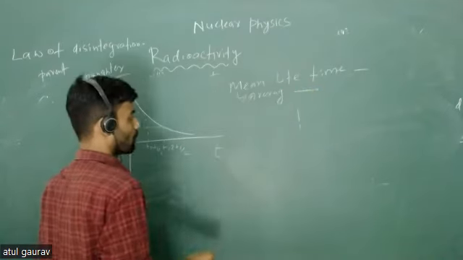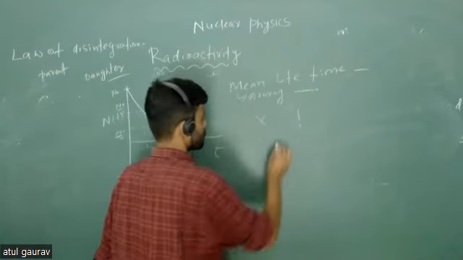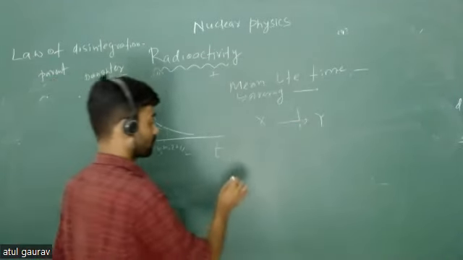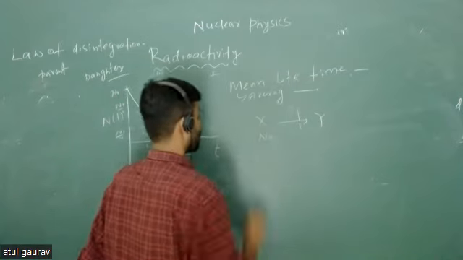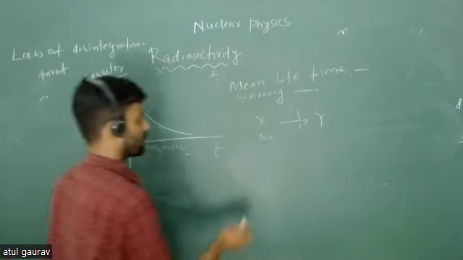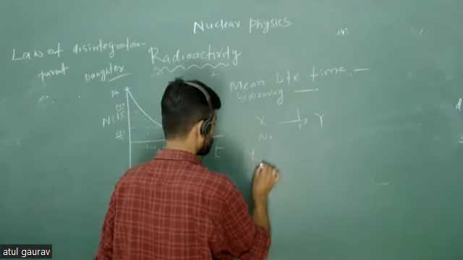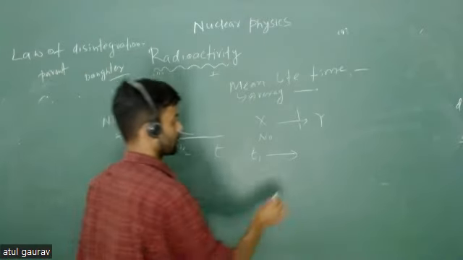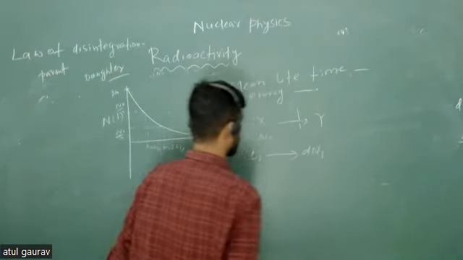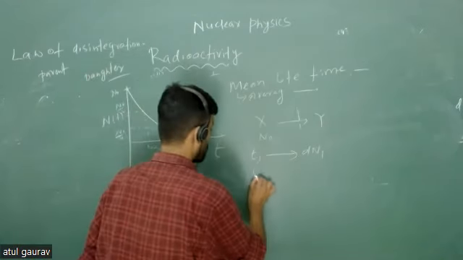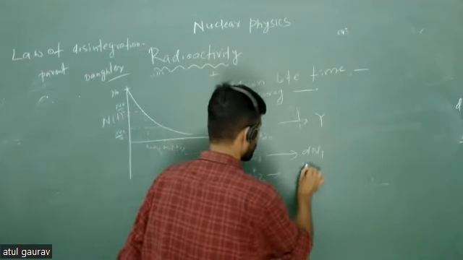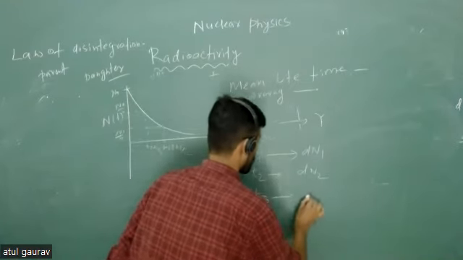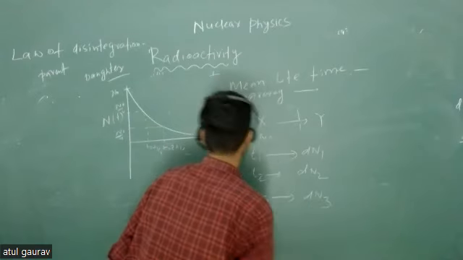Okay, so suppose you again have parent nuclei and daughter, and decay to daughter. Suppose in total you have N naught number of nuclei. In time t1, the number of decayed nuclei is dN1. In time t2, the number of decayed nuclei is dN2. In time t3, the number of decayed nuclei is dN3.